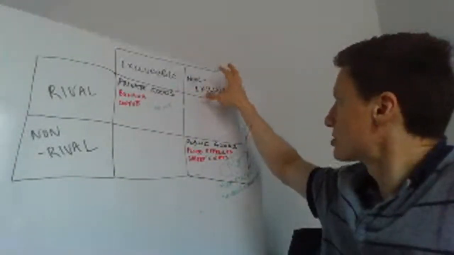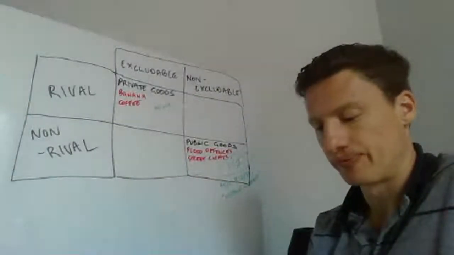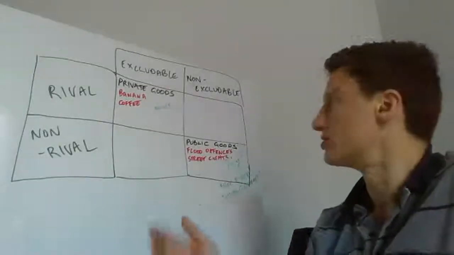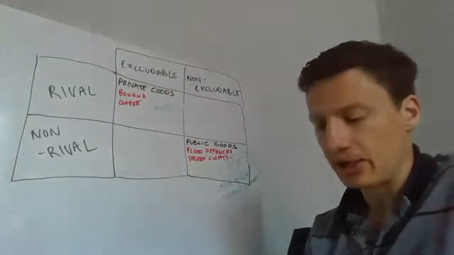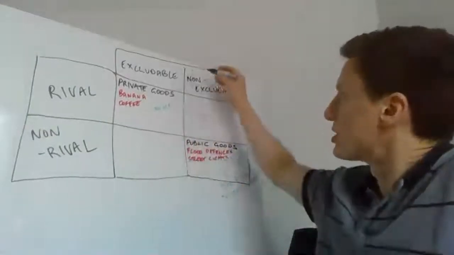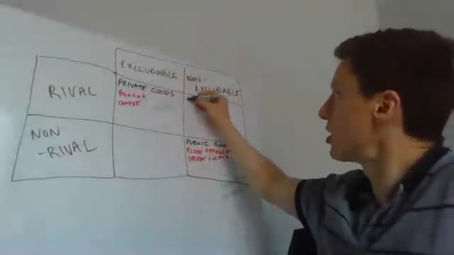And remember, it's the non-excludability that causes the market failure with public goods. Now, in Edexcel A-level, you're only really doing public goods. But in the IB, you might also talk about common goods. Common goods, then, belong in this quadrant. They are non-excludable, but they are rival.